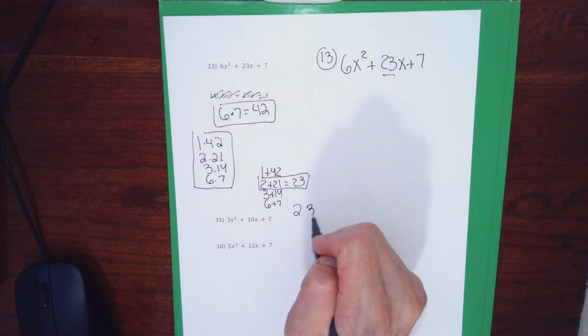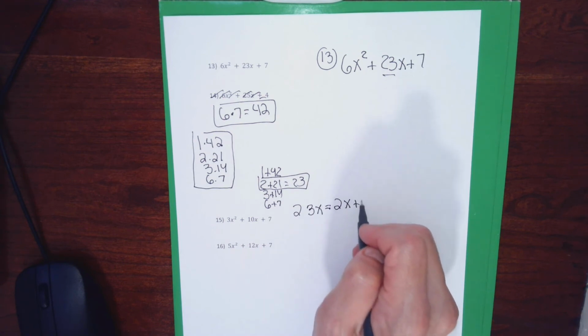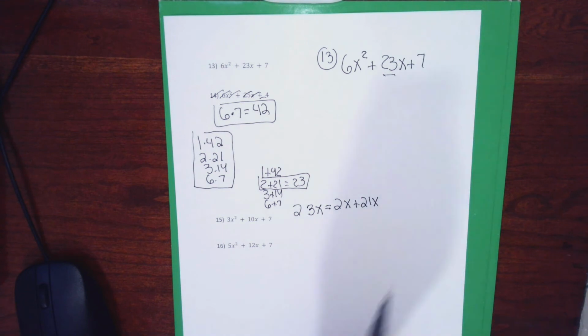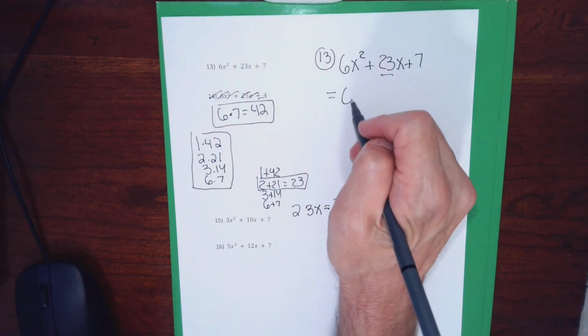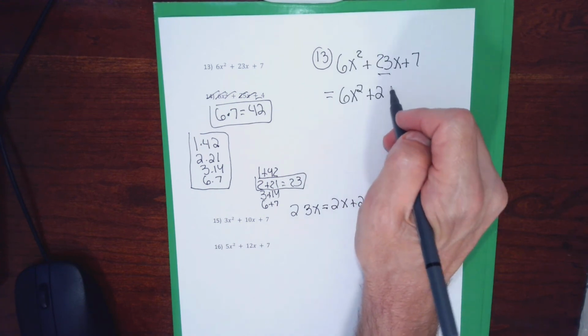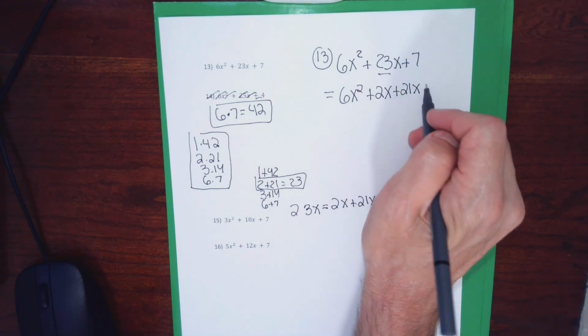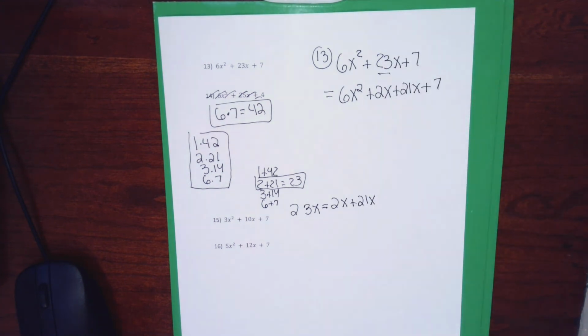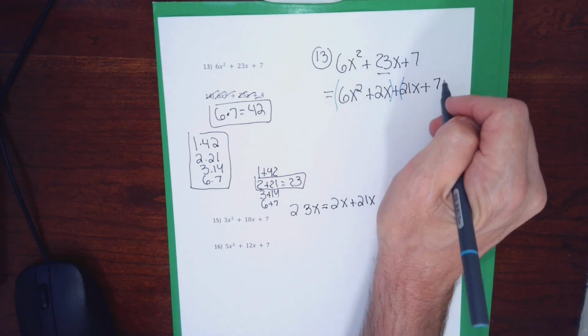This is going to allow me to rewrite 23x as 2x plus 21x. Wouldn't make the least bit of difference if you wrote 21x plus 2x. It just happened this way for me when I wrote down the factors. So I can rewrite the problem with 4 terms, 6x squared plus whichever one I decided to write first of the 2x and 21x, plus the alternate one, plus 7. Parentheses in for factoring by grouping.